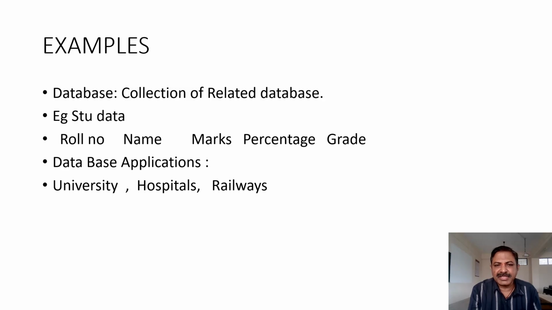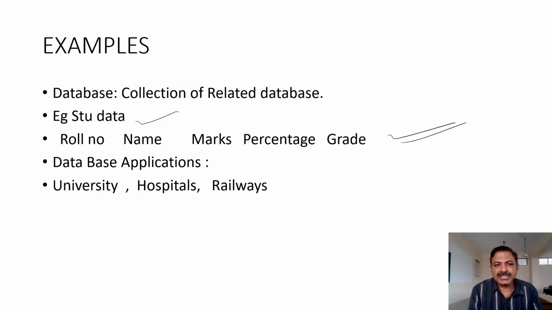Example of a database: a collection of related data. For example, students data. All the students are related to each other. They may be studying in one school or a college. They will have a roll number, name, marks, percentage and grade.